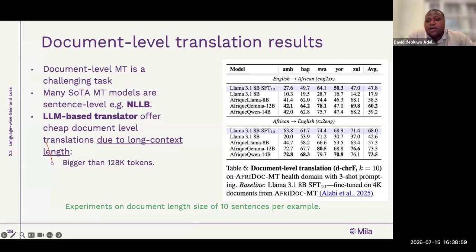AfriDoc has 5 African languages, and they were segmented into 10 sentences per document. And what you can see here is that if we just do few-shot experiments, just 3-shot, we are actually better than their previous baseline when they performed SFT. SFT on the translation task normally should give the best result. Without SFT, the performance is very low, 17.9, but with SFT, it jumps to 47.8. But with our models, AfriqueLLM, AfriGemma, and AfriQwen, we consistently improve performance with just 3 document-level examples. So that was quite impressive.